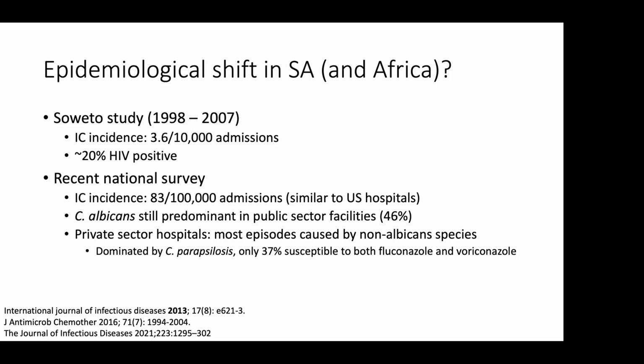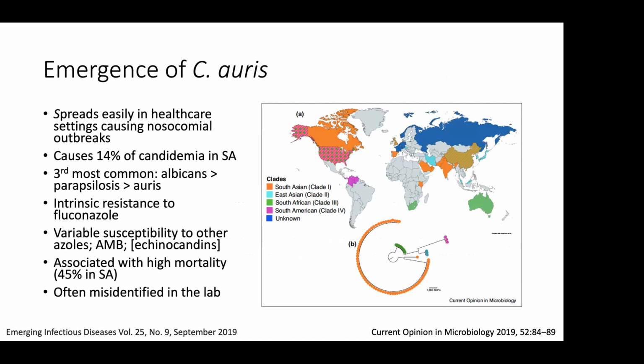but there's a different distribution in private sector hospitals, where most episodes were caused by non-albicans species, mainly parapsilosis, interestingly, and of great concern is that only 37% of those parapsilosis species were susceptible to both fluconazole and voriconazole. And even more concerning is the emergence of Candida auris and its detection widely across South Africa.